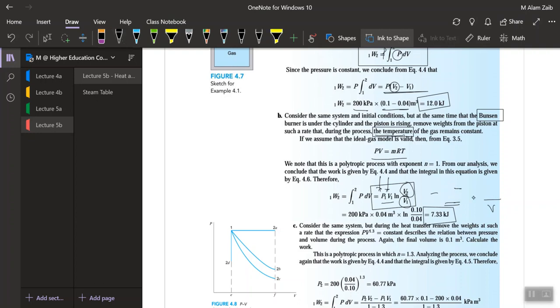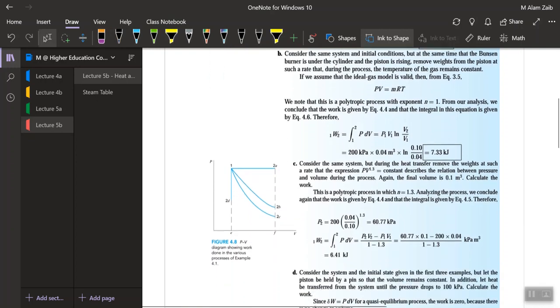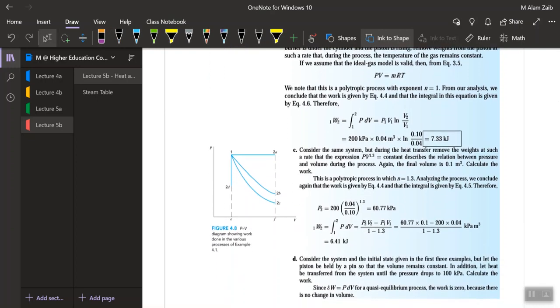So that's what it is: in an isothermal process, the work done would be 7.33. Let me mark it down over here. So 12.0 kilojoule in a constant pressure process and 7.33 in a constant temperature process. Now, part C: consider the same system, but during the heat transfer, remove the weight at such a rate that the expression PV raised to power 1.3 is constant.